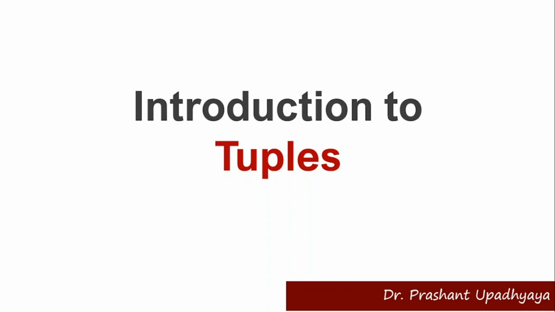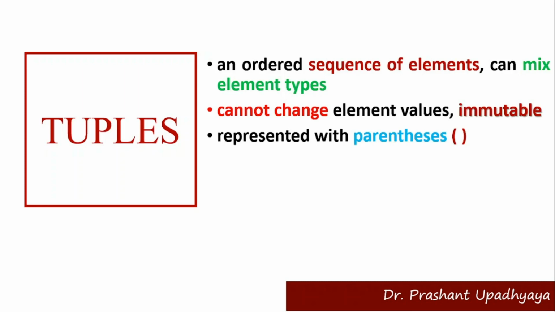Hello, welcome back again to this lecture of the Python series. In this lecture, we will be talking about tuples. In the previous lecture we talked about lists, and in this lecture we will see how tuples and lists are different. When we talk about tuples, we say that tuples are a sequence of elements which can again contain mixed element types. For example, we can make a tuple which contains a string, an integer and a float.